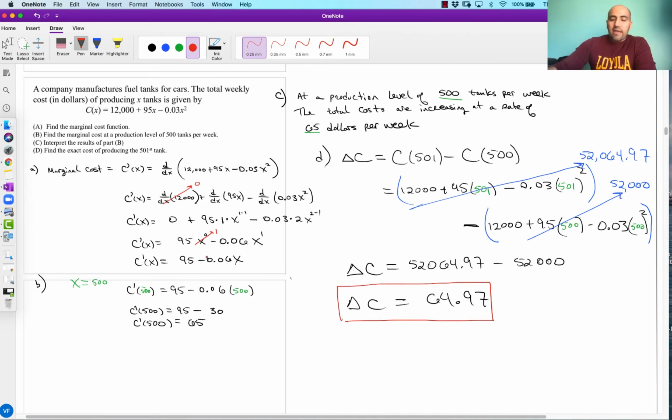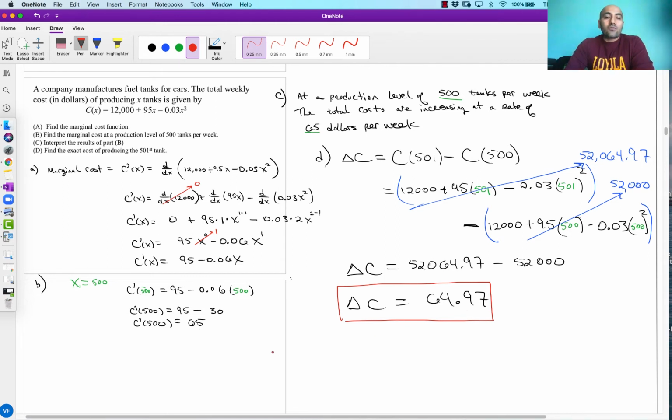Okay, notice that this was a little more work compared to this one. This one was not too bad. We found the derivative, we plugged in 500, things worked out nicely, and we got a 65. And 65 is a very good approximation to this one.